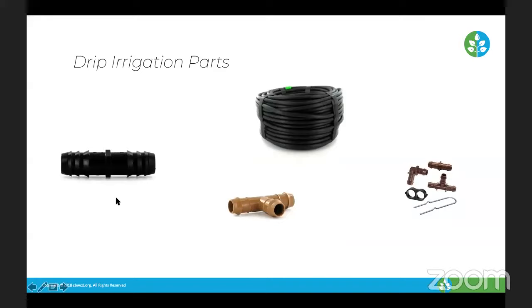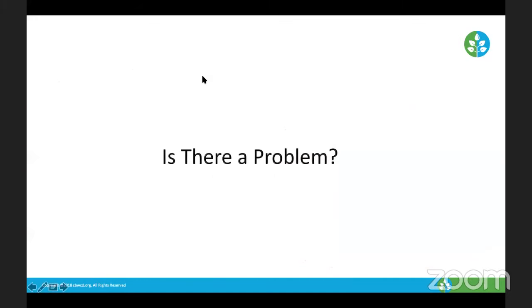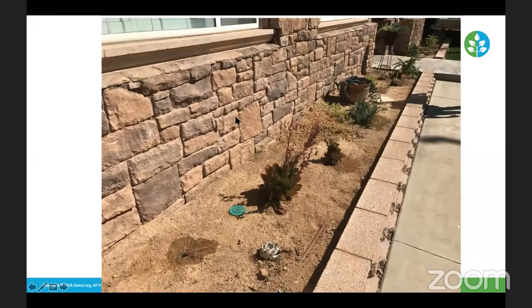Some of the drip parts we're going to talk about when we talk about repairs. These are insert couplings, insert tees, and insert 90s. This is the figure 8, which you can use at the end of your line to seal the tubing, and then drip staples. Again, if you want to know more about drip, look on our YouTube channel.